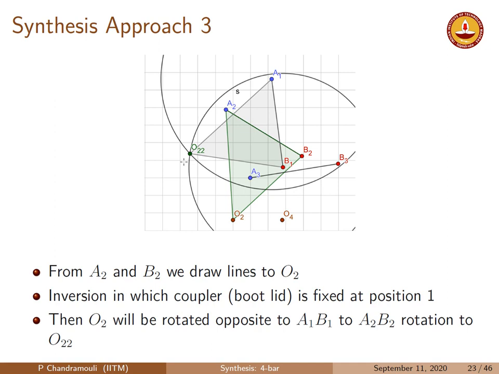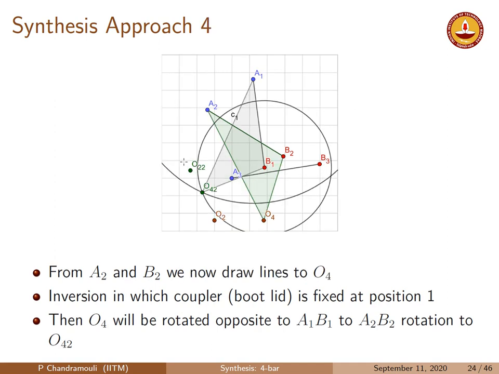So we follow the same practice, but now instead of joining to O2, suppose I draw the lines from A2 and B2 to O4, which is what is shown here, this green triangle. Then we do the same visualization exercise. So I now rotate this triangle such that A2 goes to A1 and B2 comes to B1. Then that gray triangle is what I will get, and O42 is the location that I will have in the inversion. So we have both O22 and O42 in the inversion.